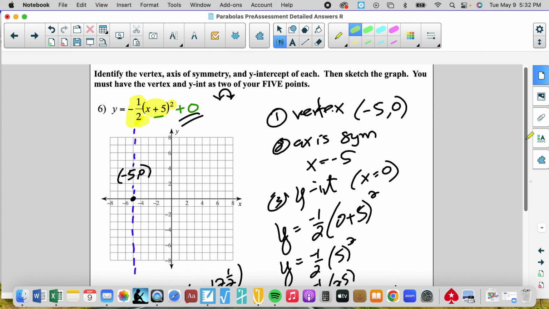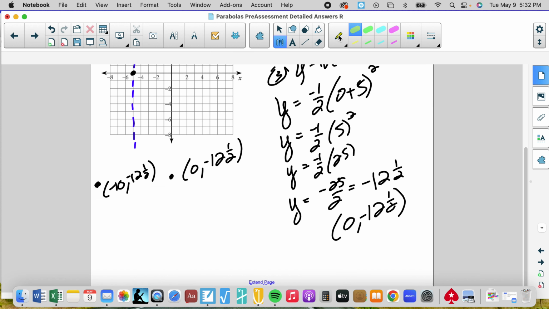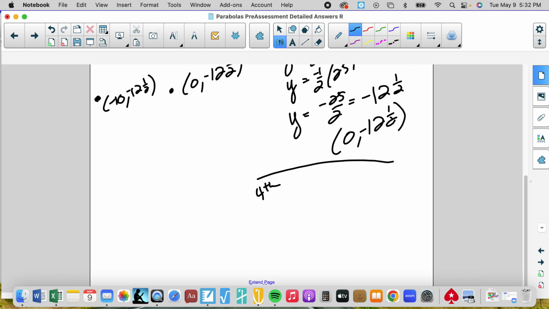So I don't want to do 1 because 1's going to be here and it's going to be way down. Can I do 4? No. Let's do negative 3. Watch what happens when we do negative 3. That's a real good one for advanced students, fourth point. X equals negative 3. Y equals negative 1/2 times negative 3 plus 5 squared.